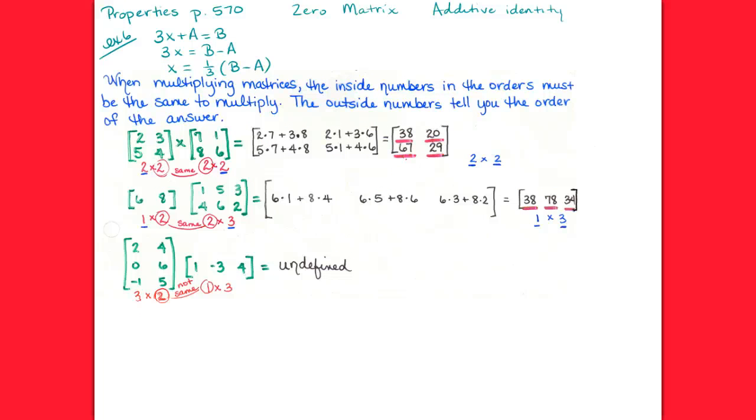On page 570, they give me some properties of matrices. These are properties for matrix addition and scalar multiplication. We're going to have some properties of matrix multiplication in a second. But properties of matrix addition and scalar multiplication. First, they tell me that the commutative property of matrix addition works. A plus B equals B plus A.